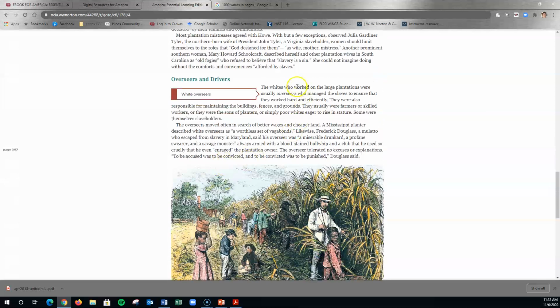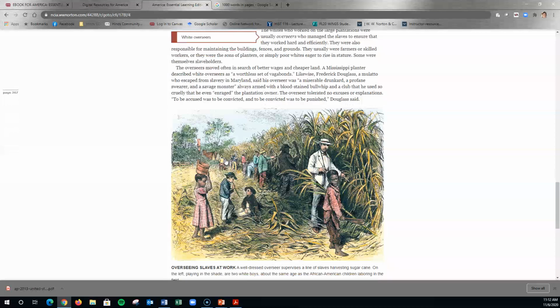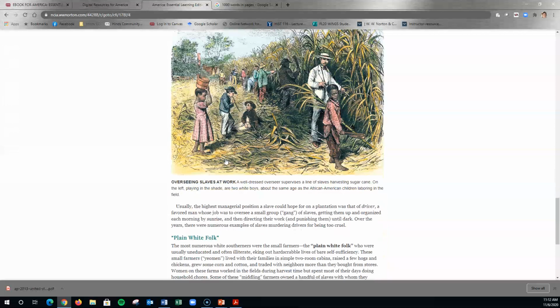Because they were slave owners, they also had to employ overseers and drivers to get the work done out of the slaves. And so another part of any plantation would be the overseers and the drivers who were responsible for making sure that the slaves were doing the work, making sure that they were obeying the master. Okay, and if they didn't, they were punished.